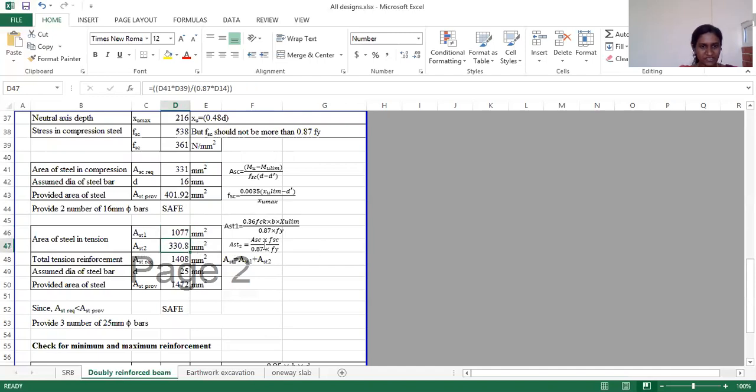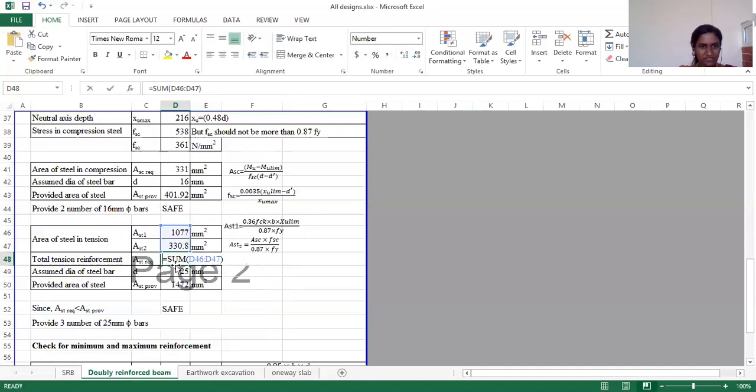And Ast2 is Asc, the actual area of compression steel, into fsc divided by 0.87 into fy. This fsc should be this 361. Now substitute for this and then add both these two. Add both Ast1 and Ast2 to get the total steel.